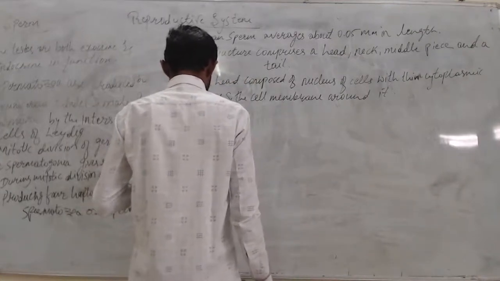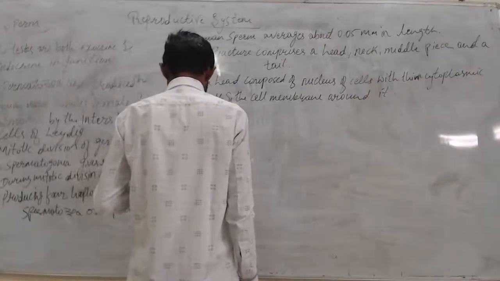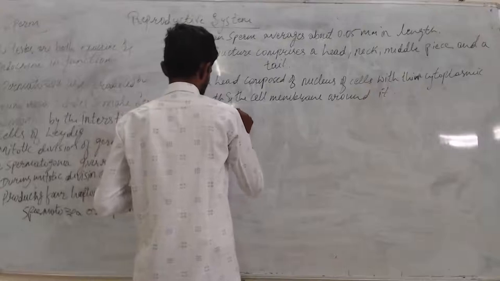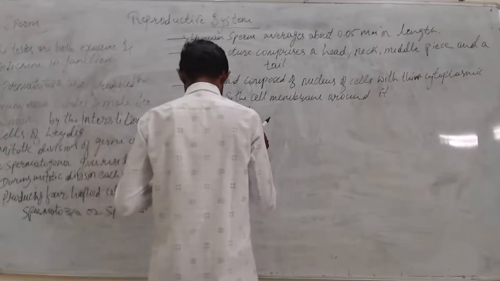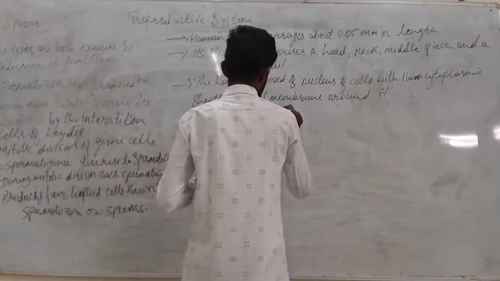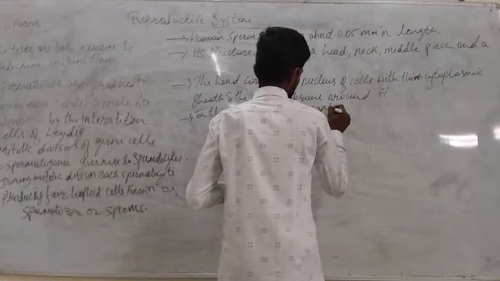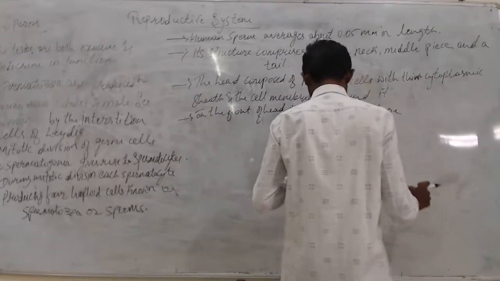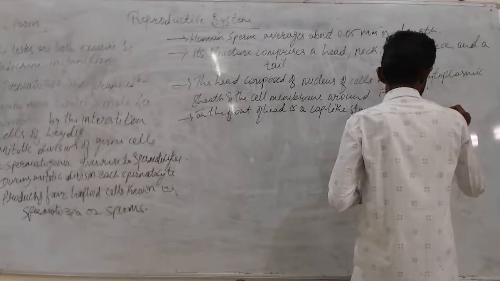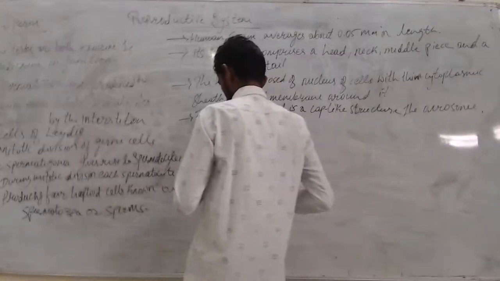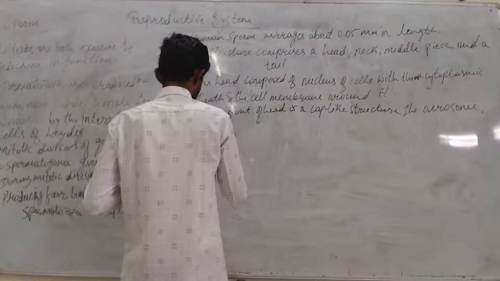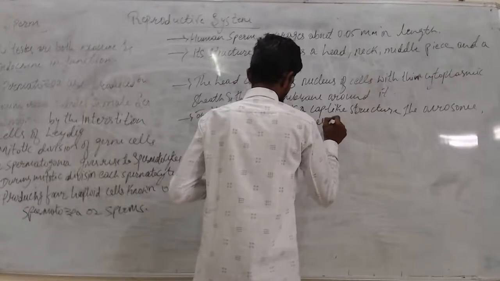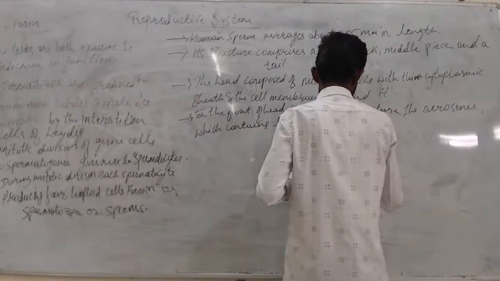On the front of the head is a cap-like structure, the acrosome, which contains lysosomes and associated enzymes.